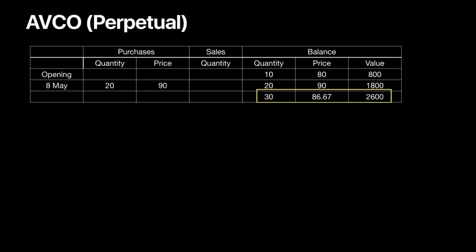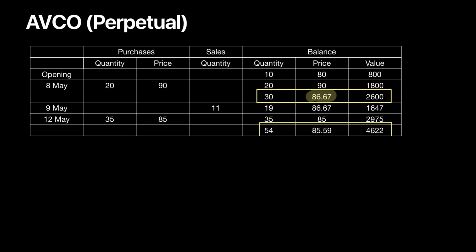So after every purchase for AVCO, you will have to calculate the average price. How will you do that? Just add up the quantities over here. 10 plus 20, 30 units. The value 800 and 1800, that's 2600. And you should arrive at the average price, which is 86.67. That's simply this 2600 divided by 30. Now, when you sell your first stock, you will sell it at this average price, or this average price will be subtracted from your inventory.